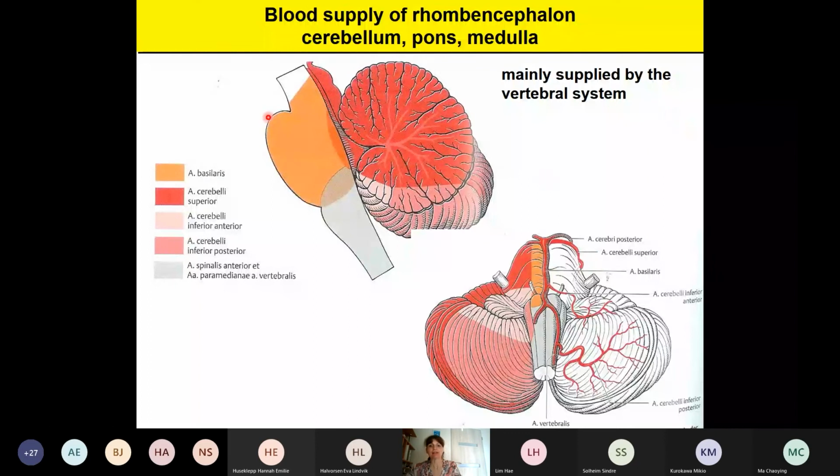These following pictures will show which areas of the brain are supplied by the different arteries, starting with the rhombencephalon, so the cerebellum. You will learn in detail in the practices how the cerebellar arteries supply the cerebellum, which are these branches. The pons is mainly supplied by the basilar artery, the medulla oblongata by the vertebral artery.